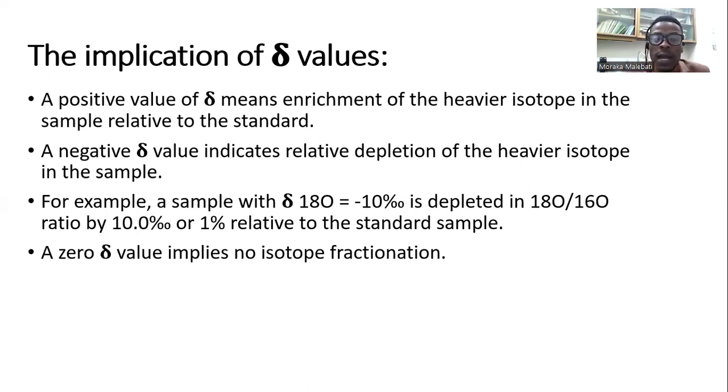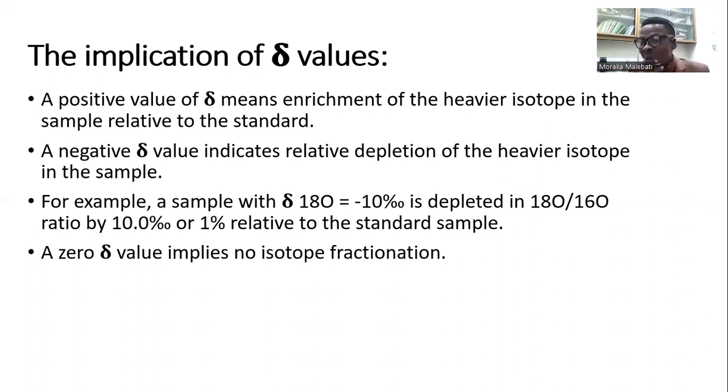A positive value of delta means enrichment, all right? And the negative will mean depletion. Simple as that. For example, a sample with a delta value of negative 10 per thousand is depleted in oxygen-18, and the ratio of oxygen-18 to oxygen-16 is depleted. But if it is positive, it will be enriched.